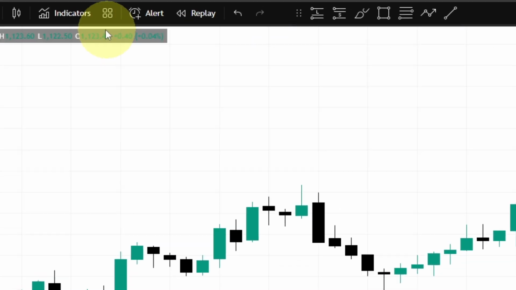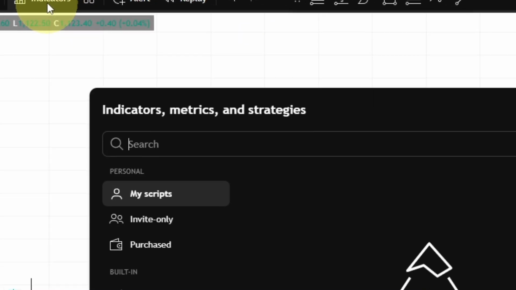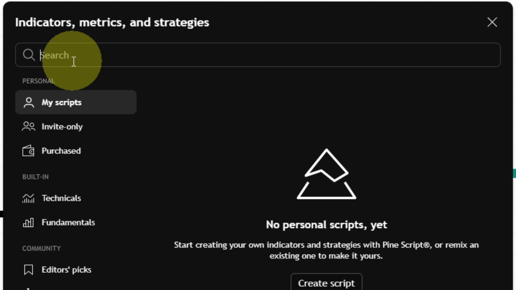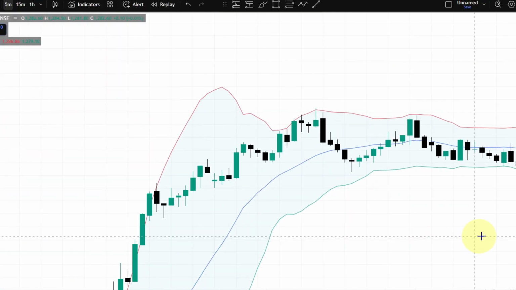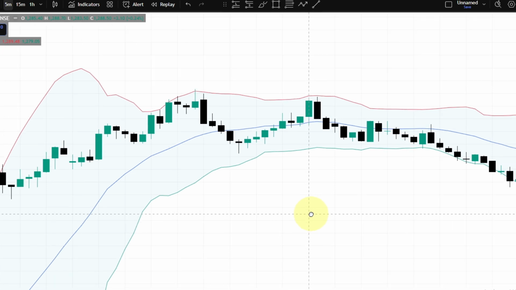For that we need to go to the indicators tab, click on it, go to the search bar and search for BB. BB stands for Bollinger Bands. Click on it and close the window. After closing, you will see Bollinger Band is now plotted on our chart.